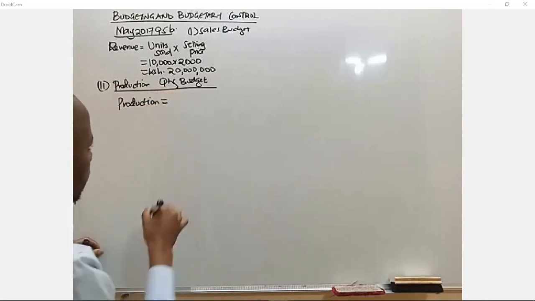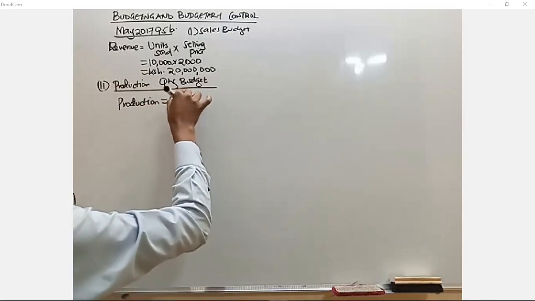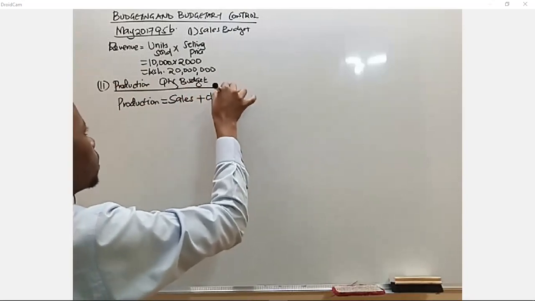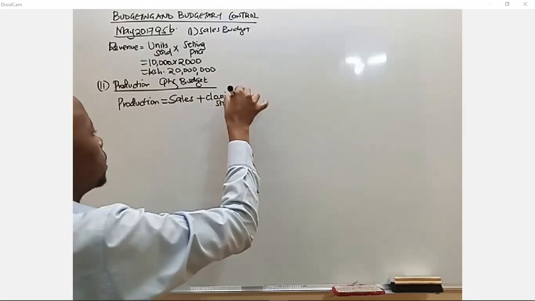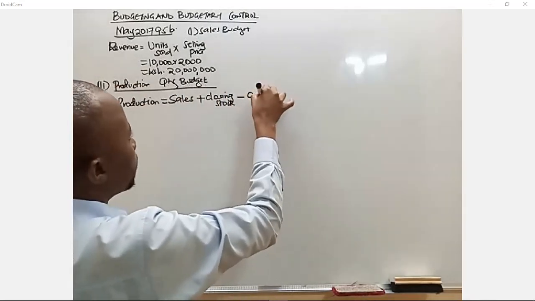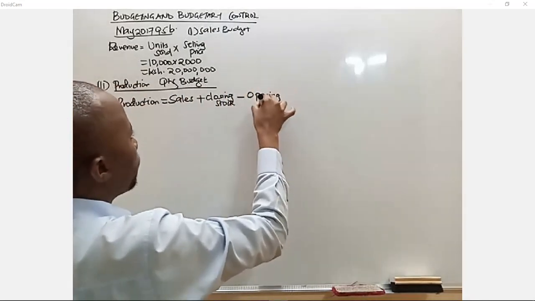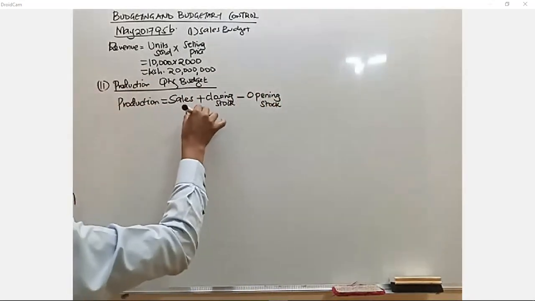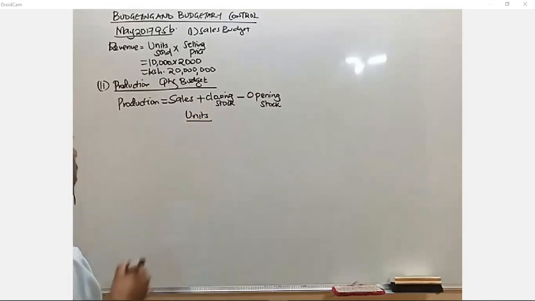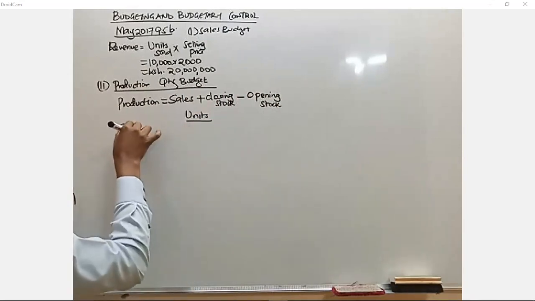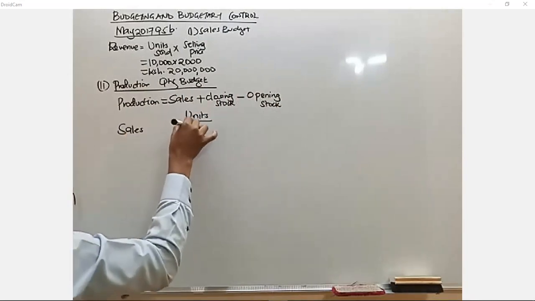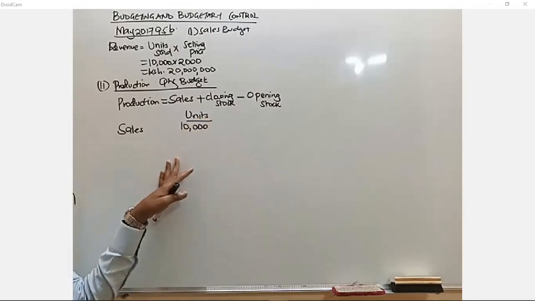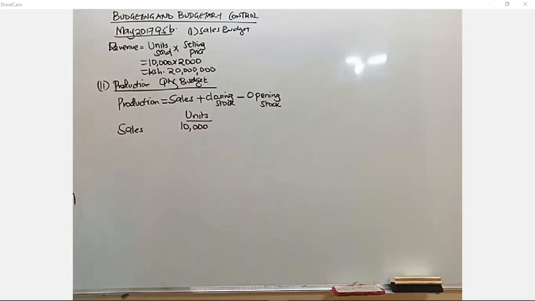I'm going to be taking my sales, plus closing stock, then we minus opening stock. So in this case, remember we are dealing with units. The examiner is telling me my sales units amount to 10,000. Then remember these are the finished products. These are the finished products.